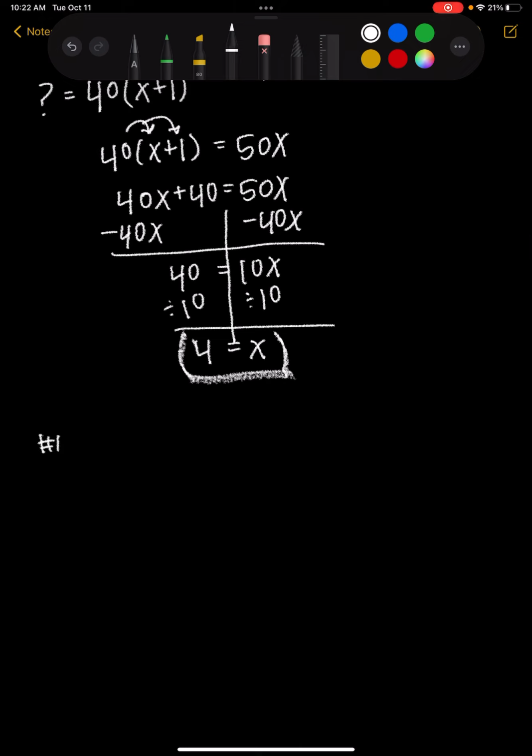Let's go through the last example. So this last example says a coin collection amounting to $25 consists of nickels and dimes. There are 3 times as many nickels as dimes. How many nickels are there? So we're going to kind of set it up the same way that we had in the first one. So I'm going to talk about nickels and dimes.